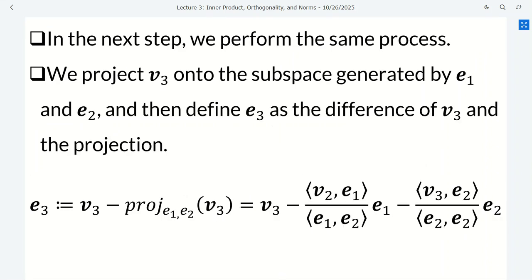If you do it for the E3, you also go on and get the magnitude to be root 10. Then you can express it. Okay, time is up.